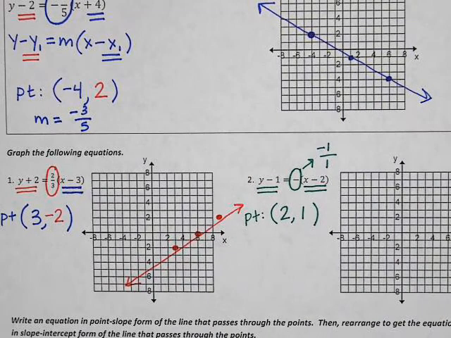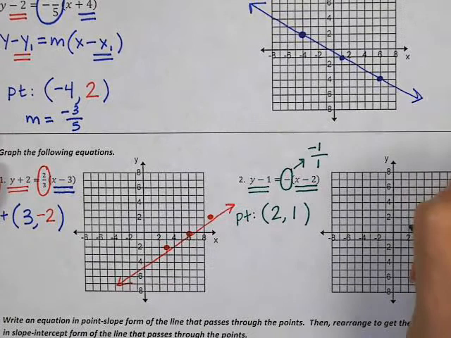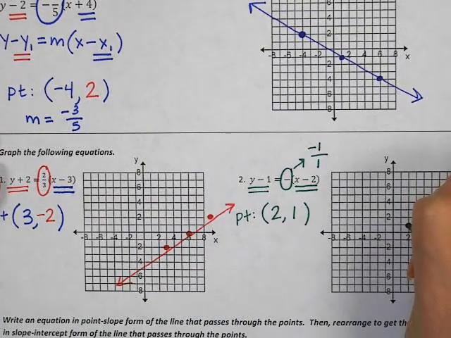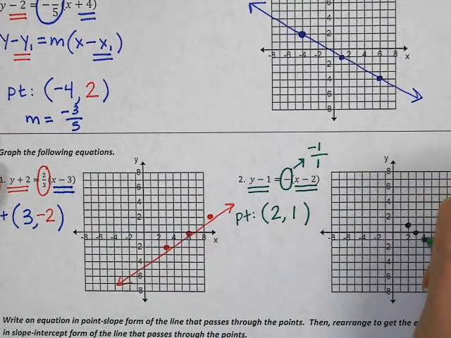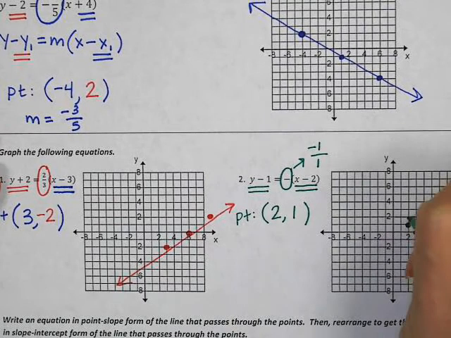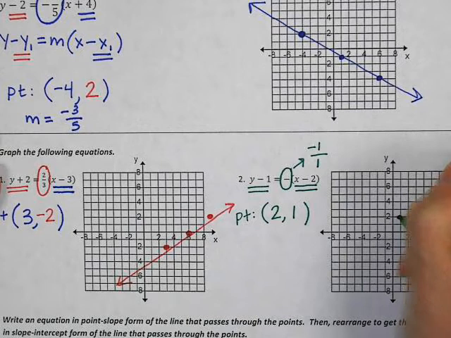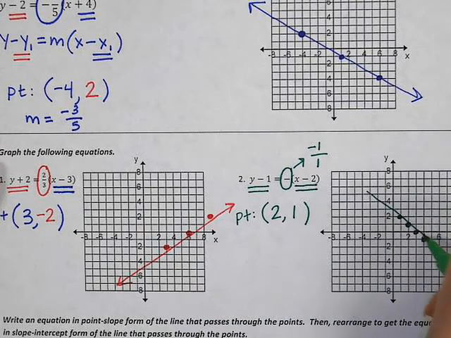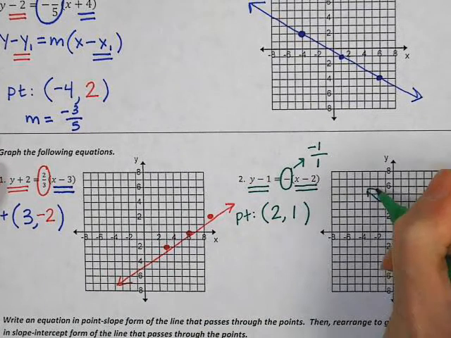All right, to graph, we start with the point 2 comma 1. And then our slope is down 1, right 1. Make sure you're going negative, down 1, right 1. You could also go up 1, left 1, as long as you go negative in one of the directions. And that is your line.